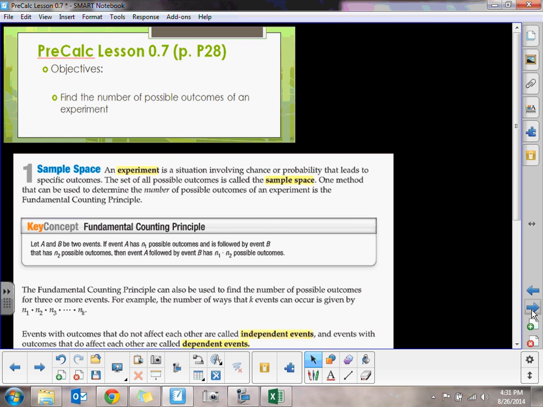So some basic background information here. They have a sample space. An experiment is a situation involving chance or probability that leads to specific outcomes. The set of all these possible outcomes is called the sample space.